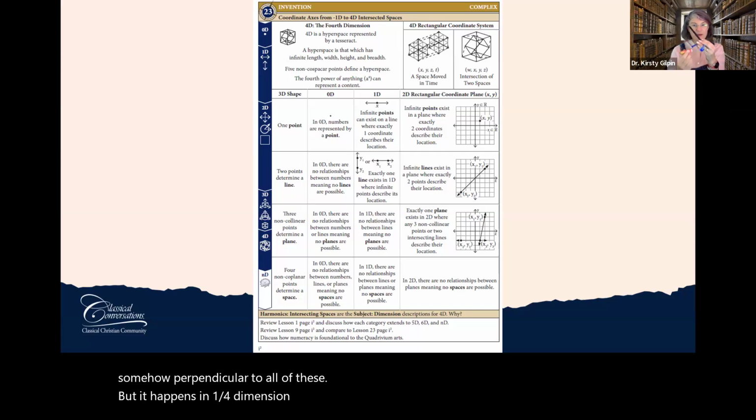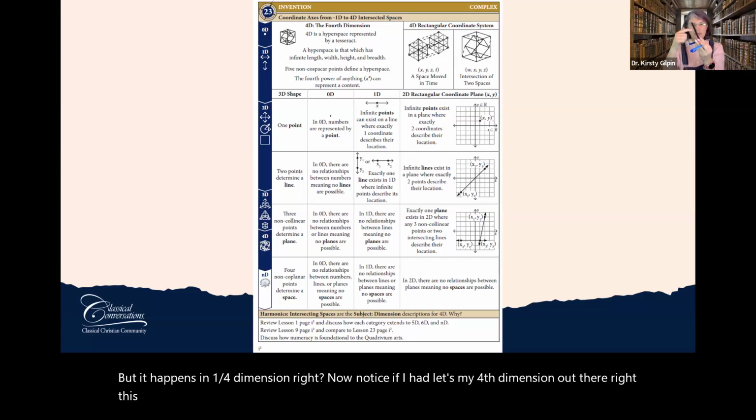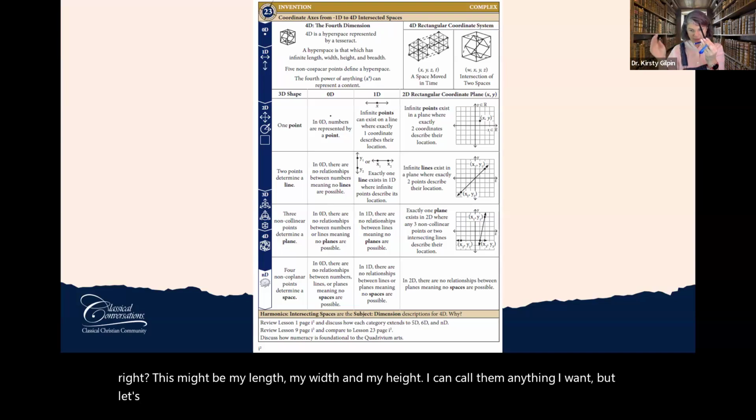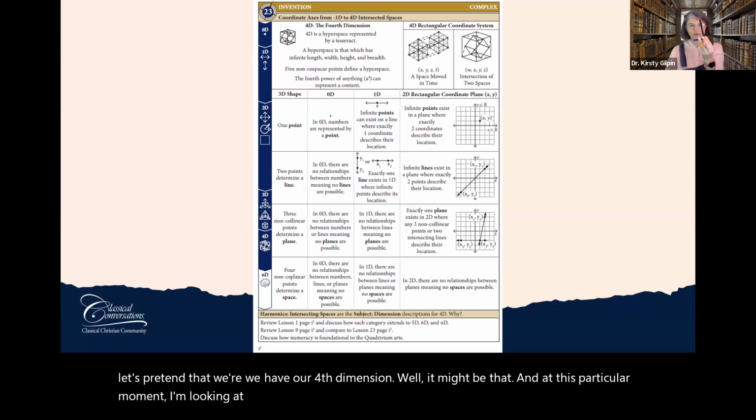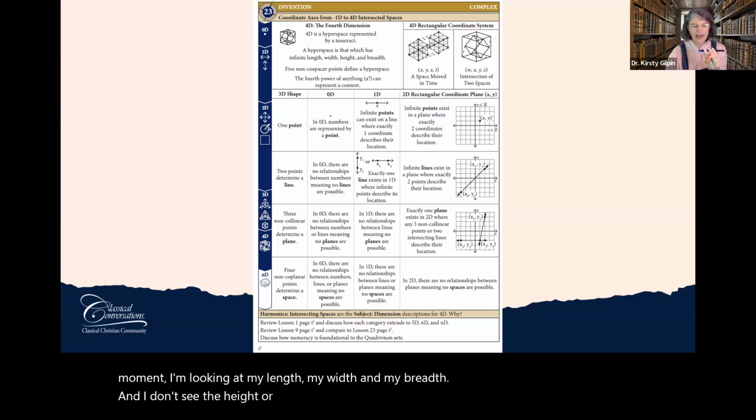Now notice if I had my fourth dimension out there, this might be my length, my width, and my height. I can call them anything I want, but let's pretend that we have our fourth dimension. Well, it might be that at this particular moment, I'm looking at my length, my width, and my breadth, and I don't see the height. Or maybe I'm looking at my length, my height, and my breadth.